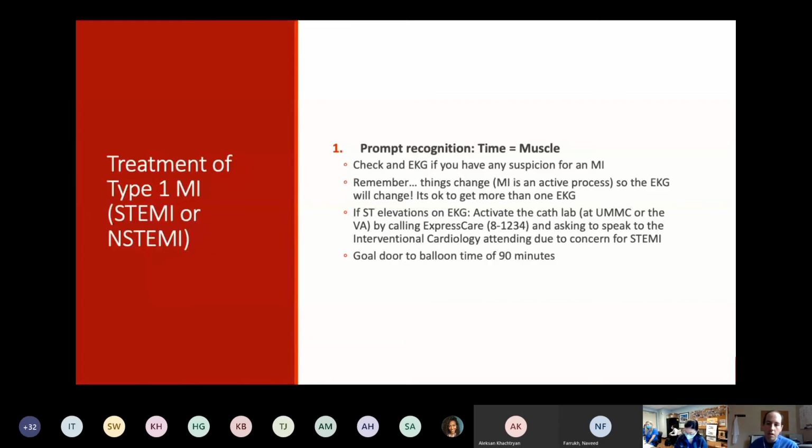Logistically, if anybody ever sees ST elevations on an MI, this is not the time to call a cardiology consult and page us or something. A STEMI is a medical emergency, so this is when you call the cath lab. The best way to do it, day or night, is just to call Express Care, which is 81234, and ask to speak to one of the interventional cardiology attendings who's on call, and they will connect you in.